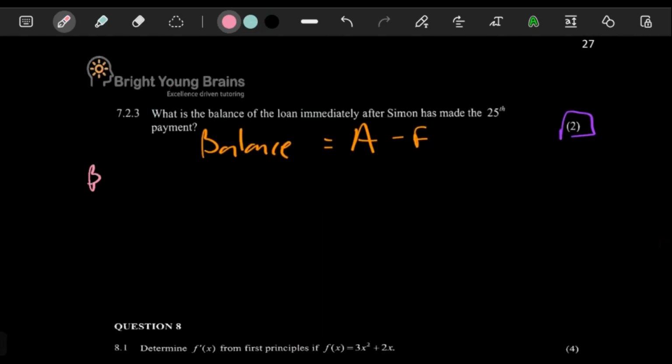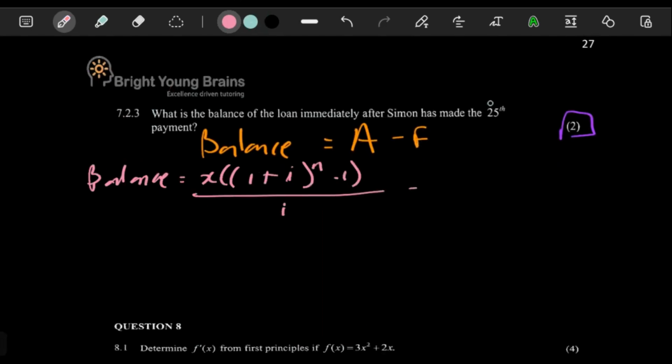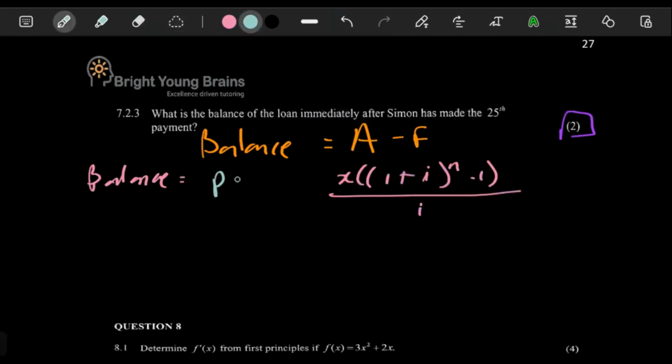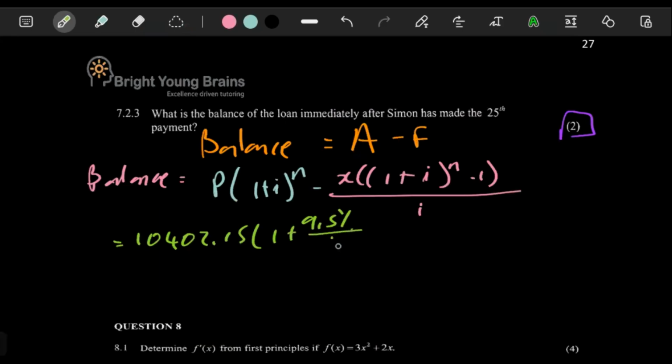So here, balance is going to be equal to x, 1 plus i, n minus 1, i. No, that's F, I wrote F first instead of A. Scoot that over. Can I have here P, 1 plus i to the power of n. Equals, P is what? P is the value of the loan, 10,402.15. Interest 9.5% over 12. Time period 25 months. X is 450.